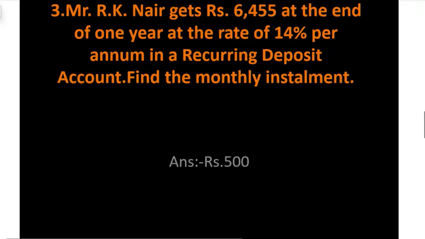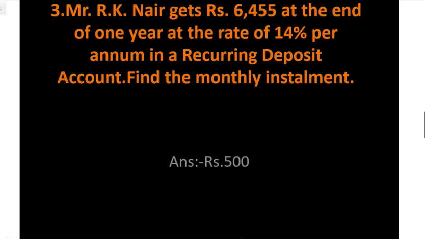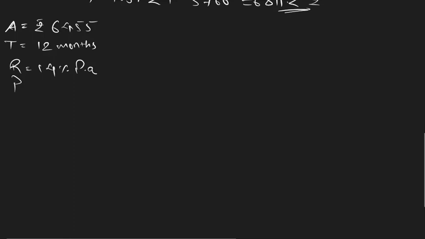Whatever is given, you just write that, okay? At the rate of 14% per annum. So the rate is 14% per annum. Okay. Find the monthly installment. You need to find the monthly installment. Okay, let's see. P, you need to find P.